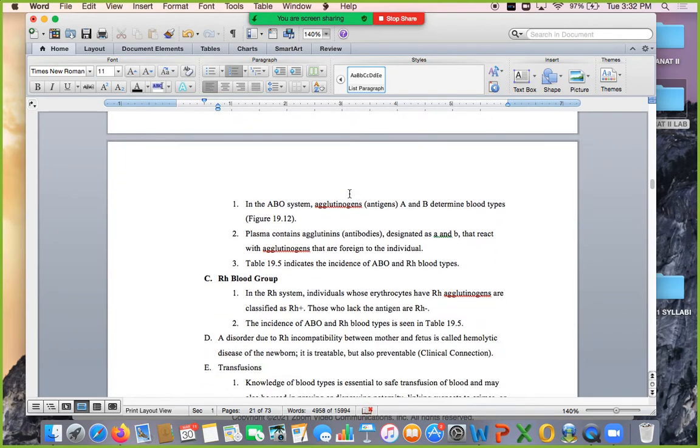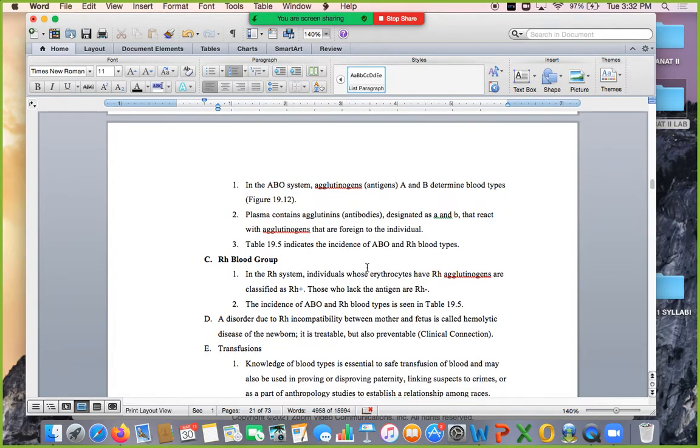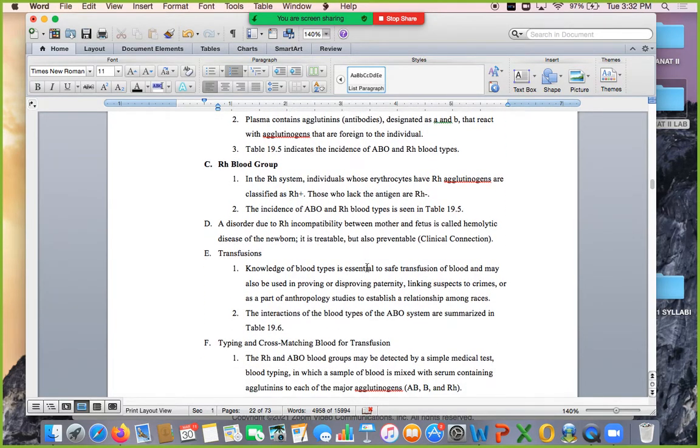All right, so in the ABO system, we have these antigens A and B that help determine our blood types, and our plasma is going to contain antibodies designated A and B, and they're going to react with them. So if you have a particular antigen, you want to make sure you don't have the antibody against that antigen in your plasma. We also talked about the Rh group. The Rh group is going to be either positive or negative, so if you don't have the antigen, you're negative. If you do have it, you're positive.